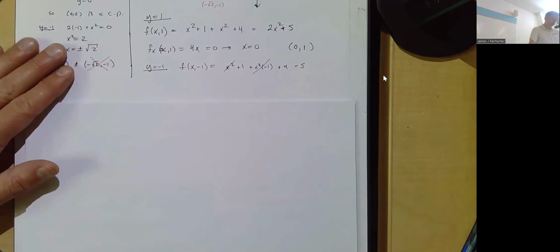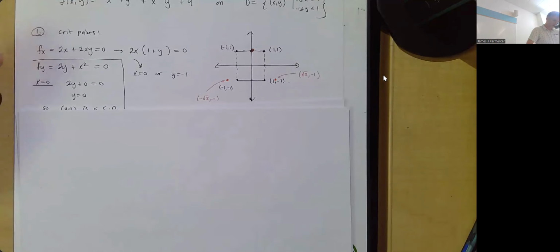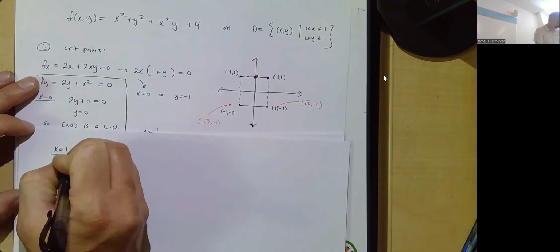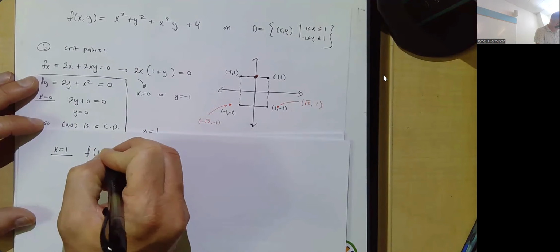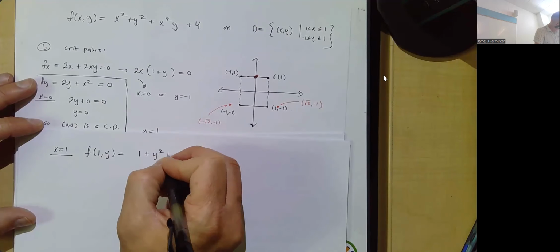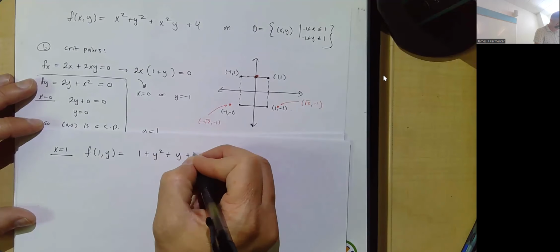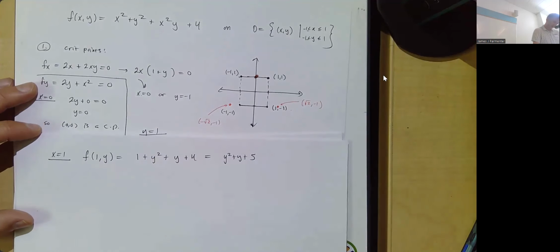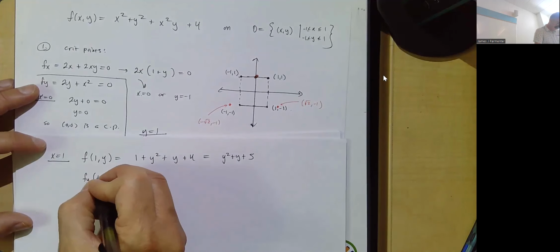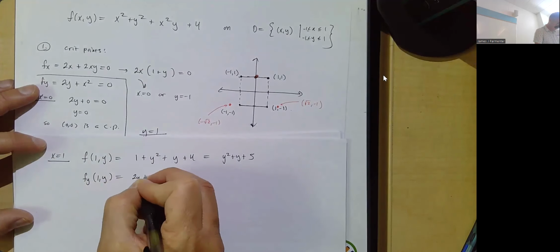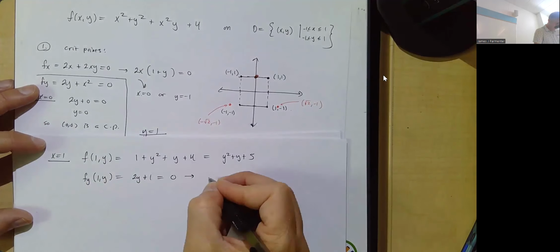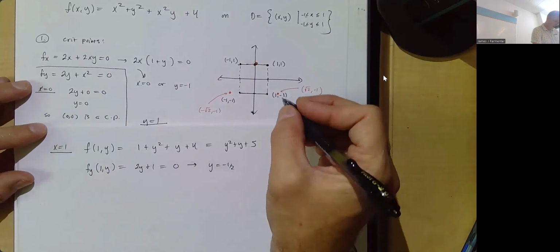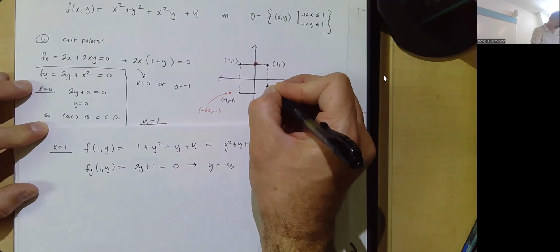We're also going to check x equal to 1. So checking x equal to 1, f of 1 comma y is 1 plus y squared plus 1 times y plus 4, which is equal to y squared plus y plus 5. We take the partial derivative of that with respect to y and get 2y plus 1. Setting that equal to 0, we get y equal to -1/2. So x being 1 and y being -1/2 is also a critical point.